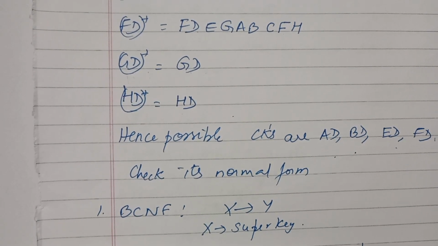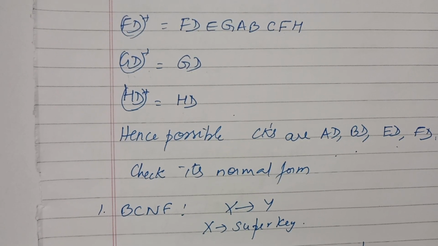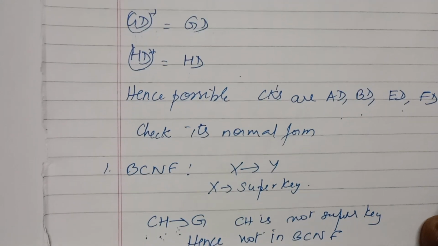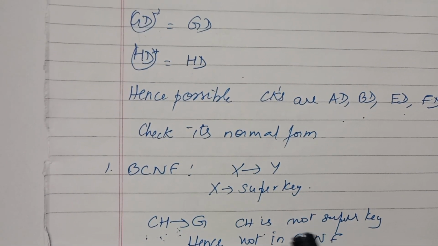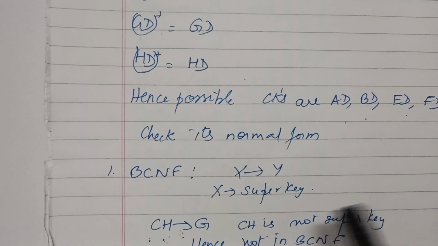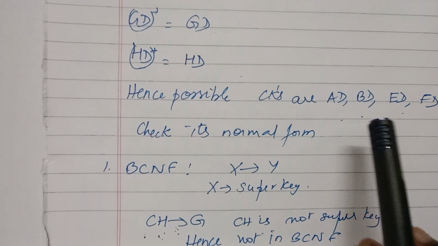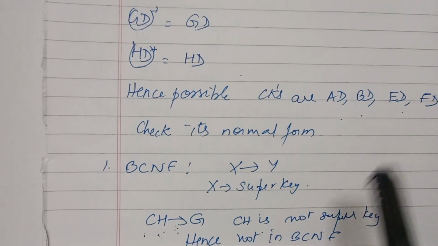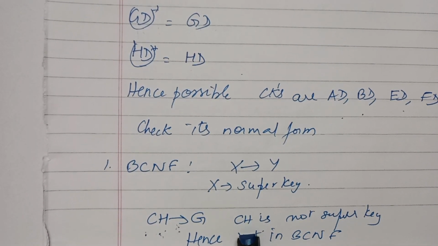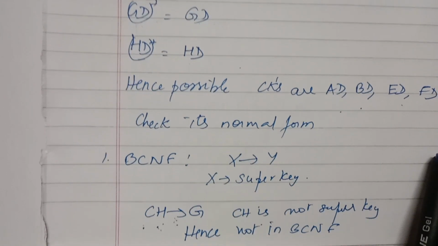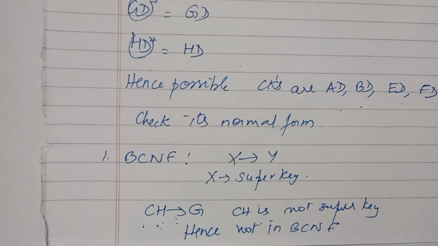So first functional dependency, first we'll take CH gives G. But you find that CH is not a super key because it's not part of the candidate key. So it is either in a candidate key or it is not a more than candidate key. So it's not a super key. Hence, it is not in a BCNF.